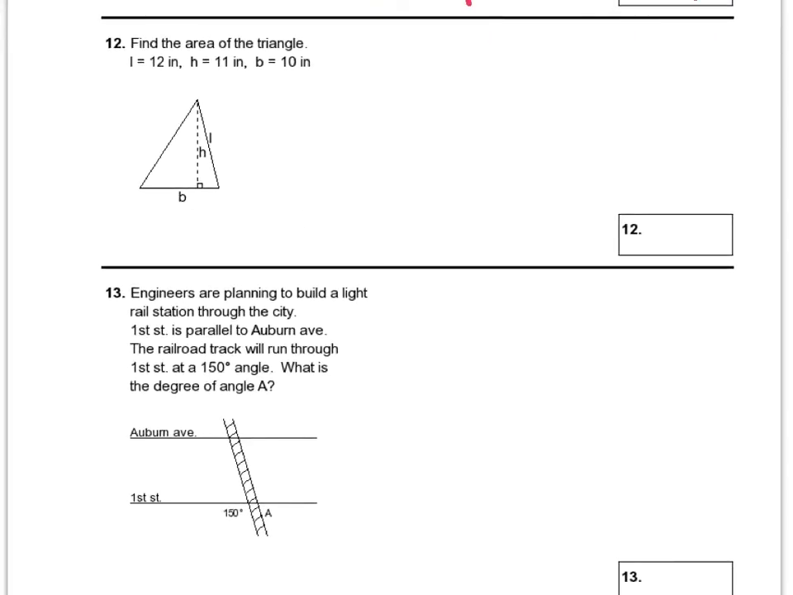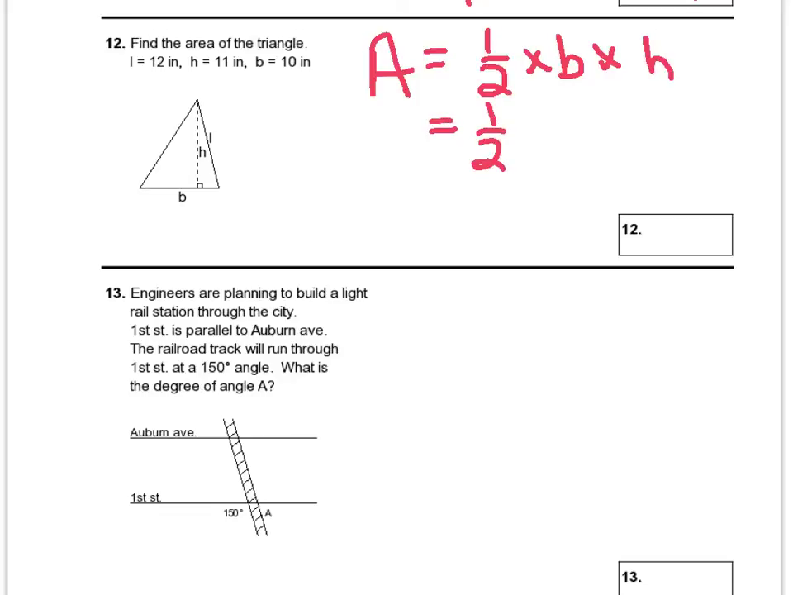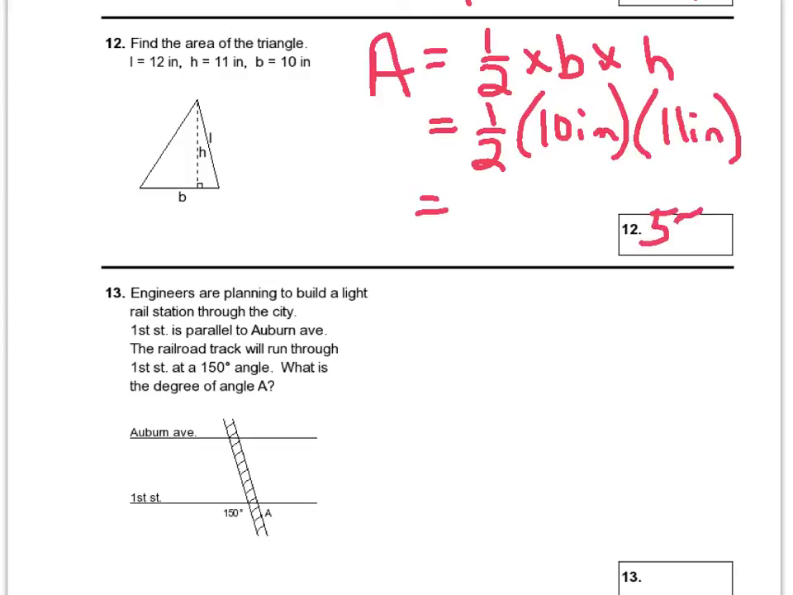Number 12, the formula for the area of a triangle is 1/2 times the base times the height. 1/2 times the base, in this case, is 10 inches. The height of this one is 11 inches. If you multiply all those things through, you get 55 square inches for the area of the triangle.